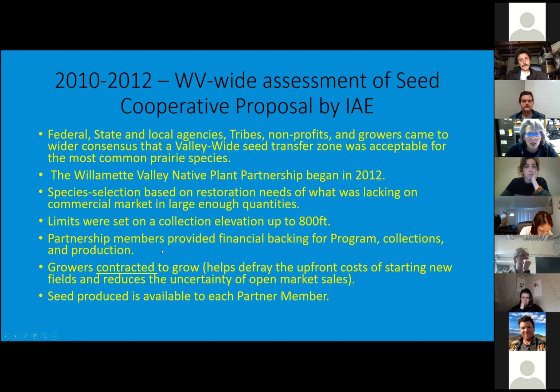So this partnership, the members are providing the financial backing for the program to collect the seed and to put that seed into production with growers. And the growers are actually contracted to grow, which helps defray the upfront costs, which is a lot to start the seed fields, and then reduces the uncertainty of open market sales for growers. So contracting is really helping this program push to actually have a nice volume of seed. And then it's available to all the partner members.